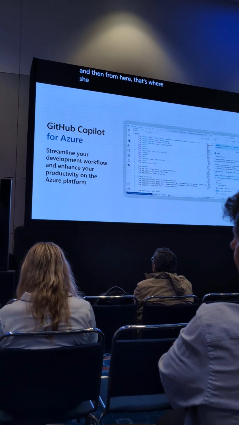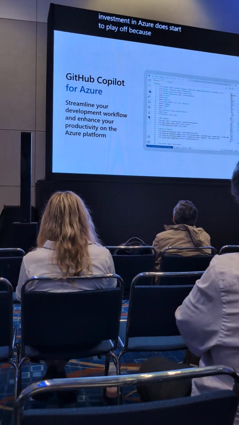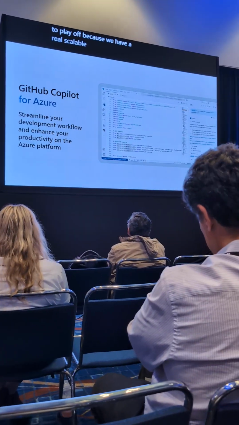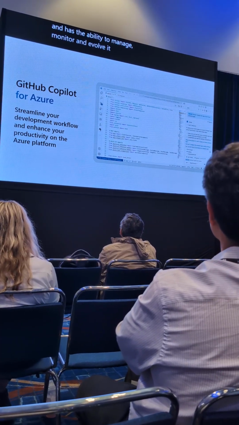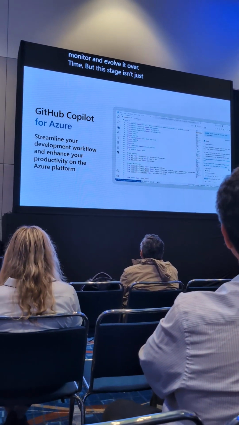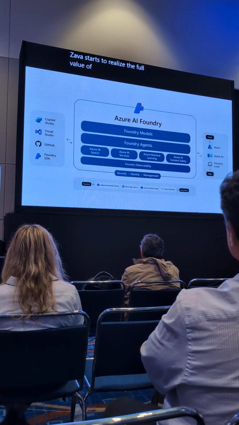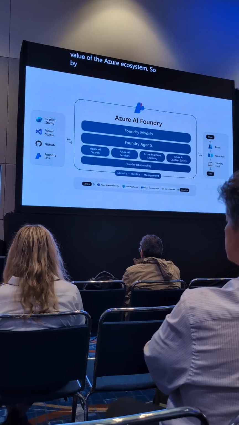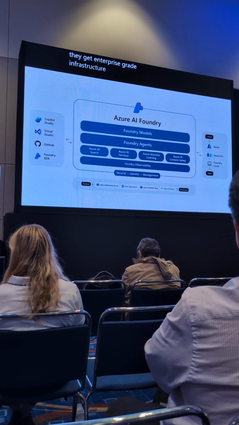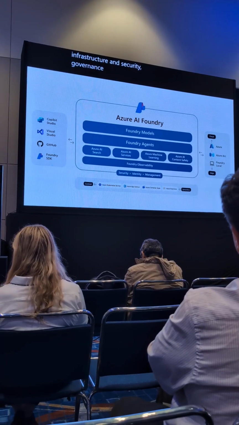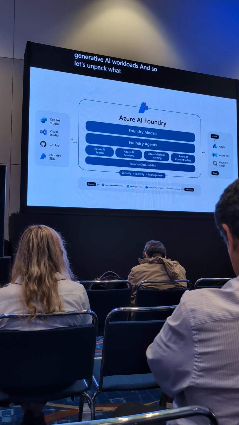And for Java, this is where that investment in Azure does start to pay off, because we have a real scalable agent experience. It's running securely on Azure and has the ability to manage, monitor, and evolve it over time. But this stage isn't just about pushing code. It's where Java starts to realize the full value of the Azure ecosystem. So by deploying to Azure, Java gains more than just compute. They get enterprise-grade infrastructure, security, governance, and lifecycle management tailored for generative AI workloads. And so let's unpack what that actually unlocks for Java operationally and strategically.